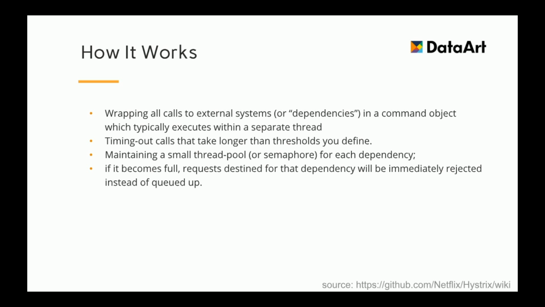And if this thread pool becomes full, then the future requests will be immediately rejected. They won't be queued, so we will have an immediate answer to the other clients. If the traffic goes over our limits, then our users will get alternative values, alternative answers, these fallbacks, or these reject exceptions, but they will receive them immediately, and this is very important.